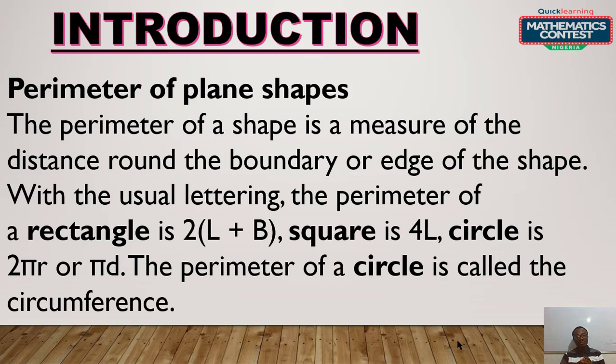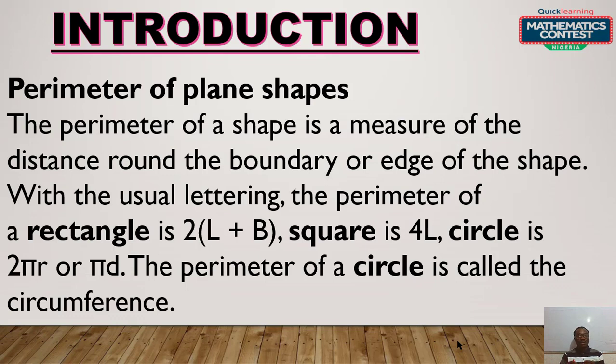From our basic knowledge, perimeter is just the summation of the outside boundaries around a shape. So the perimeter of a shape is a measure of the distance around the boundary or the edge of the shape. With the usual lettering, the perimeter of a rectangle is 2 into the bracket length plus breadth. The perimeter of a square is 4 length, that is 4L. The perimeter of a circle is 2 pi r when we're talking in terms of the radius, and just pi d in terms of the diameter. The perimeter of a circle is also called the circumference of the circle.